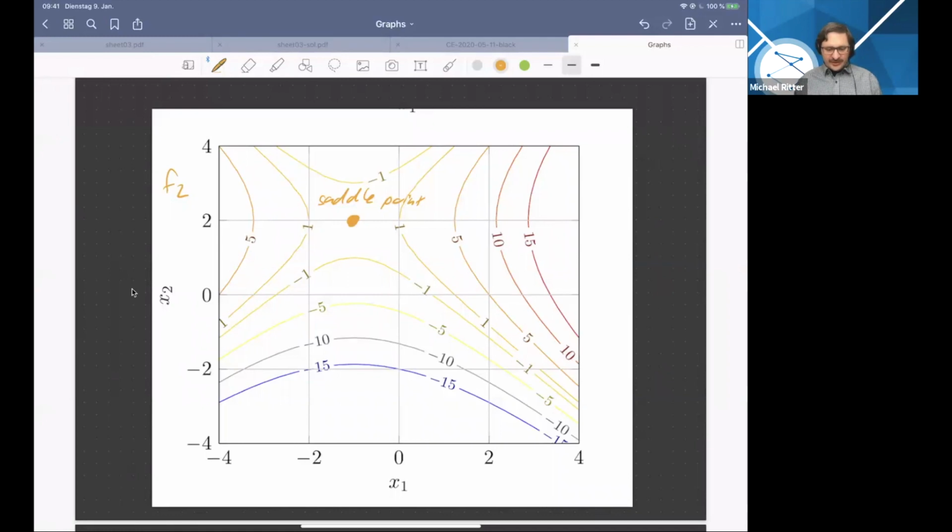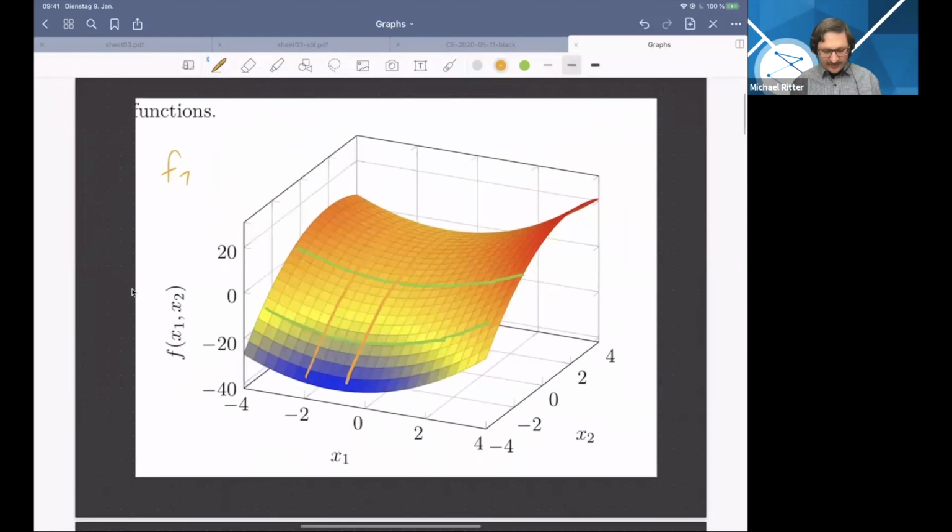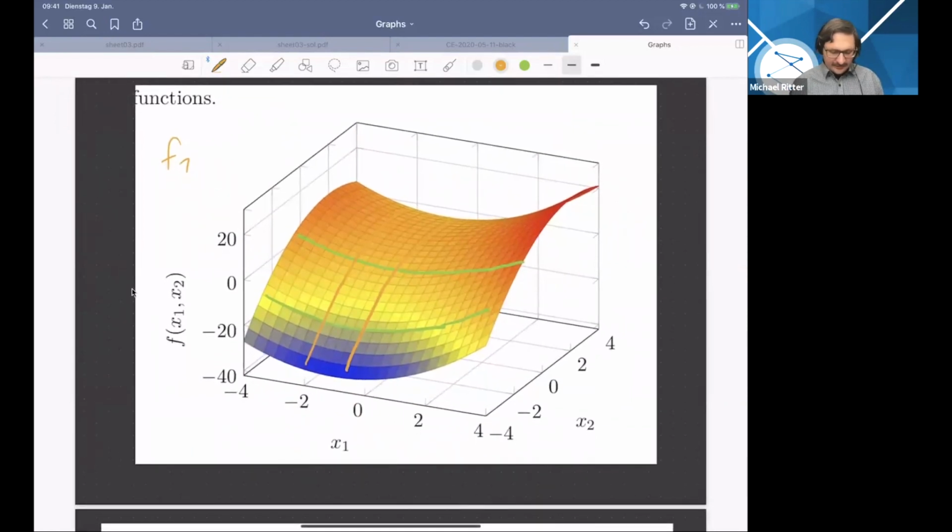So you can also see in that surface plot here, somewhere here on that saddle point, that will be a point where the partial derivatives in x1 and x2 direction are going to be 0. So it's a stationary point with respect to those. So the gradient is going to be 0. But obviously this is not a maximum, not a minimum.